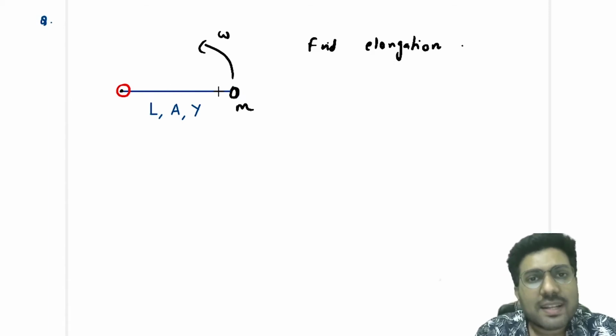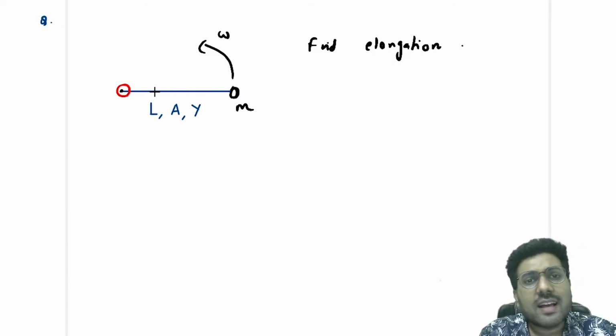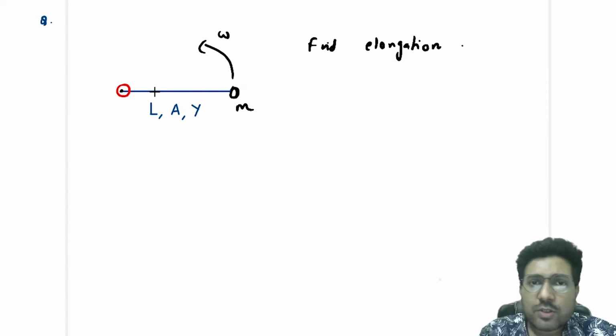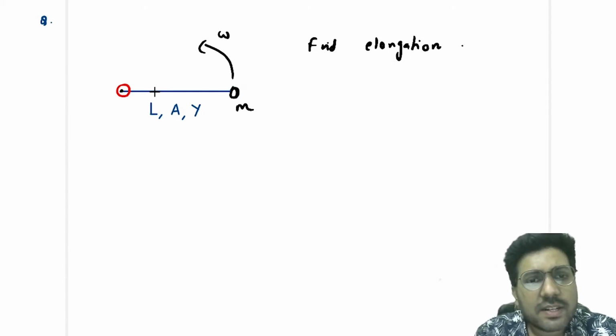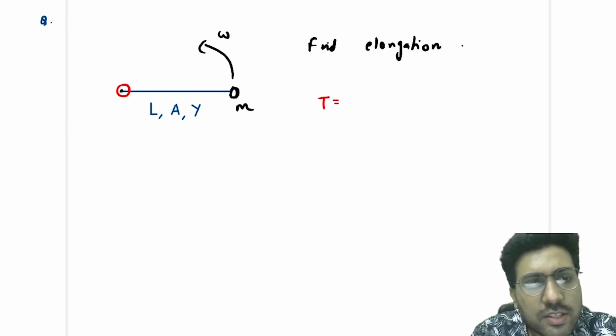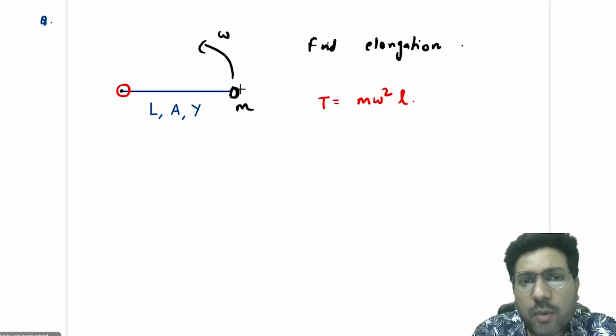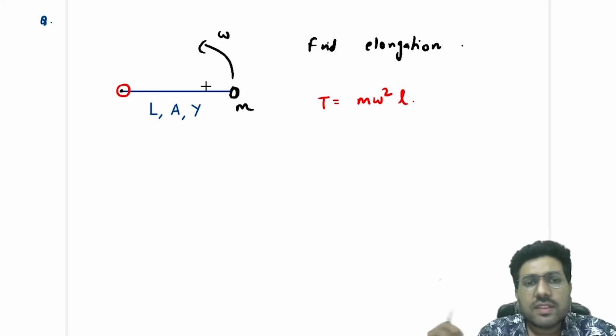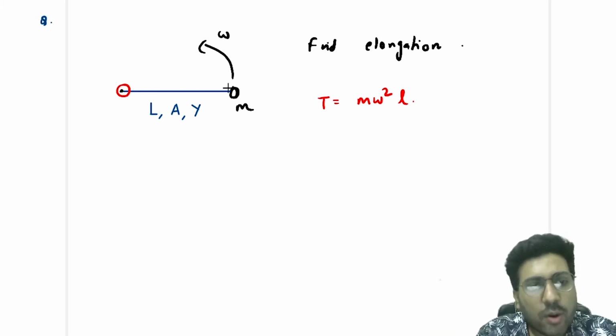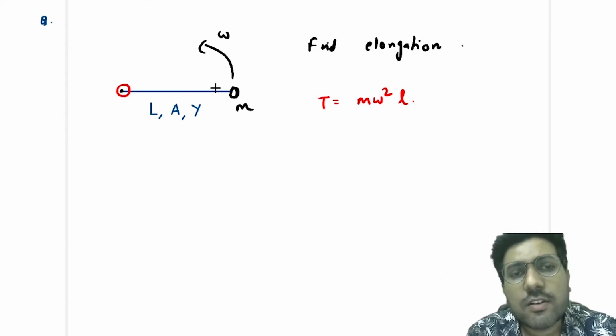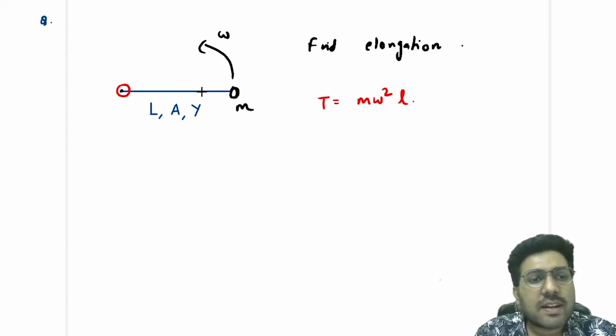Okay, you can clearly see here that the tension is providing the centripetal force. So if the tension is providing the centripetal force, you will say that tension is equal to m omega square L. This rod is massless. Only this ball has mass. So the tension due to the rod is providing the centripetal force, and tension is the same at every point in the rod because it is massless.